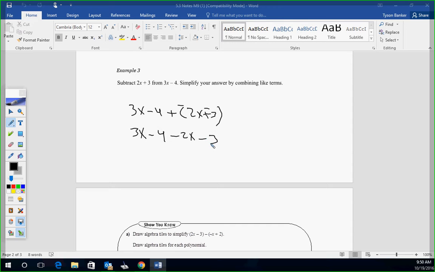That's what it looks like now. Now take a second, look at that. Does that make sense? I had a positive 2x, is now negative. I had a positive 3, which is now negative, because we were subtracting the group. Yes, sir.